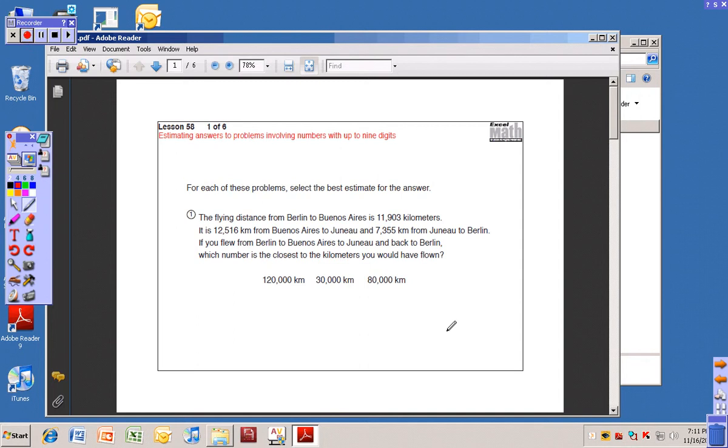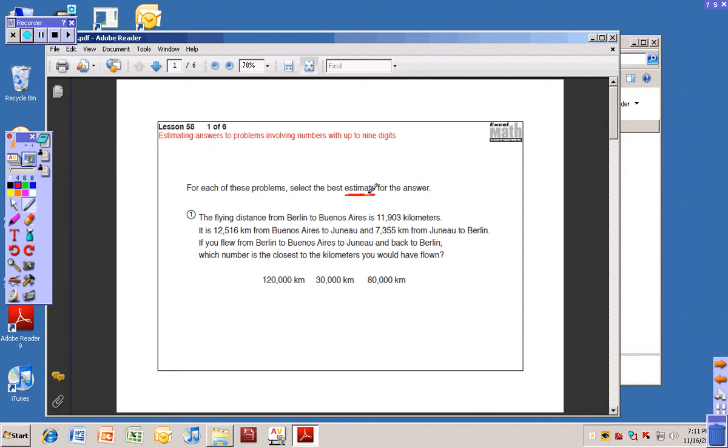Now it's estimating, notice, which means you're going to have to round and then do the math. Number 1 on your Excel lesson, the flying distance from Berlin to Buenos Aires is 11,903 kilometers. It is 12,516 kilometers from Buenos Aires to Juneau and 7,355 kilometers from Juneau to Berlin. If you flew from Berlin to Buenos Aires to Juneau and back to Berlin, which number is the closest to the kilometers you would have flown?